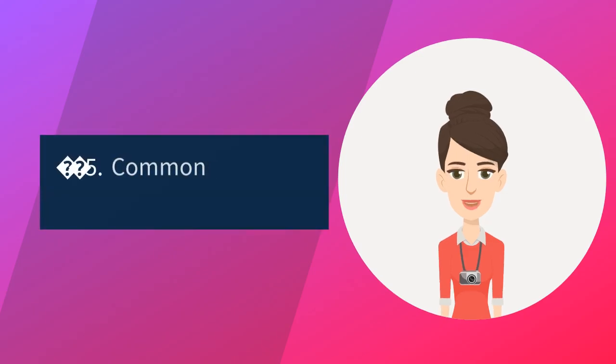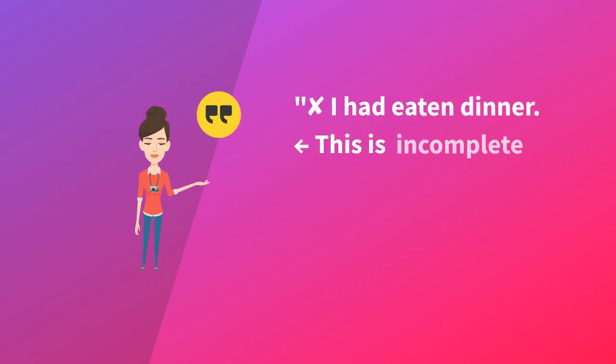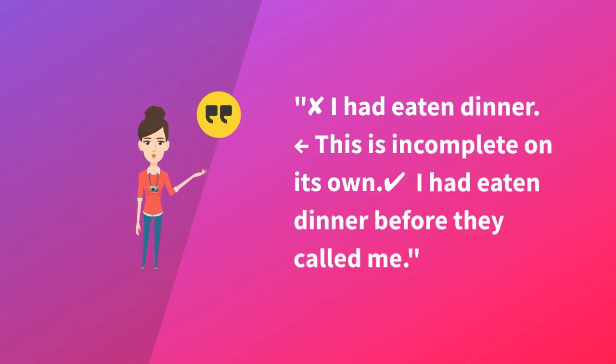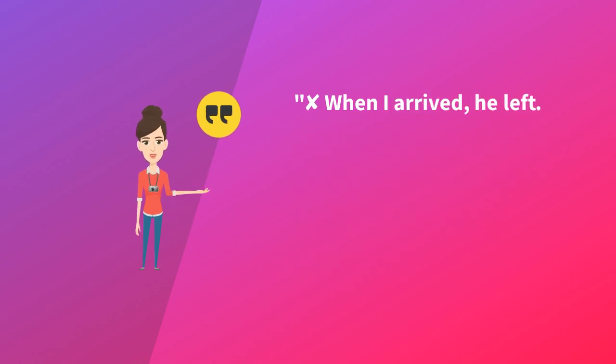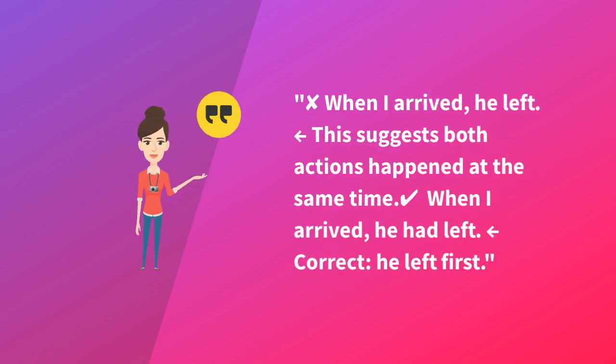5. Common mistakes to avoid. I had eaten dinner. This is incomplete on its own. I had eaten dinner before they called me. When I arrived, he left. This suggests both actions happened at the same time. When I arrived, he had left. Correct, he left first.